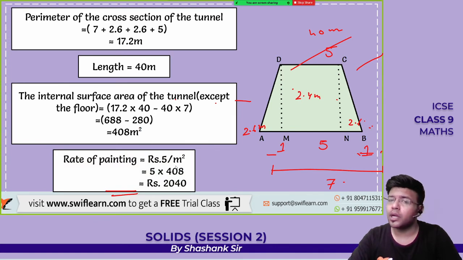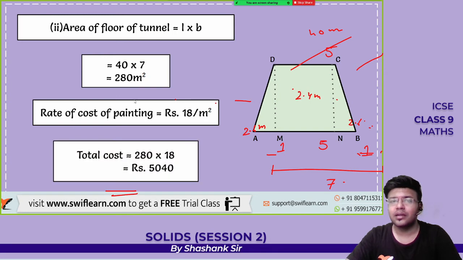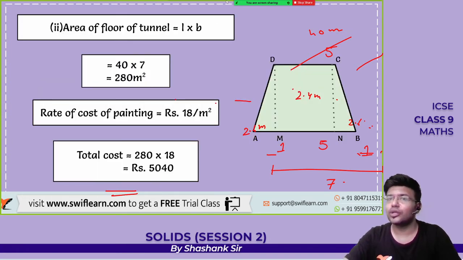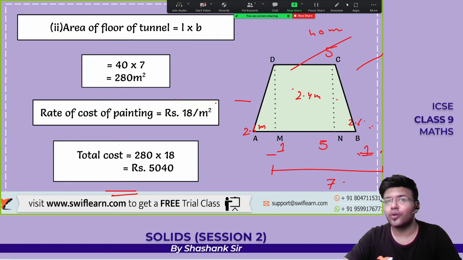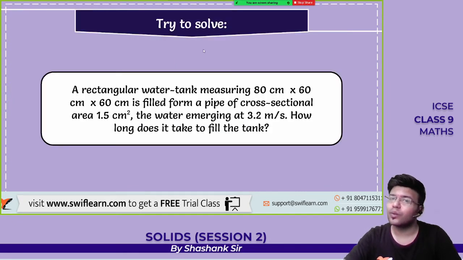Okay, per meter cost is 5. So 408 into 5 is 2040. So it is the cost of the painting. Now the cost of paving: the area of the base is 40 into 7, so 40 into 7 is 280 square meters. Now this into 18 is 5040. This is the cost of flooring or paving. Okay, so this is how it is done.